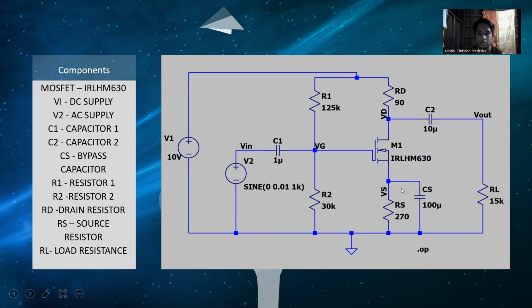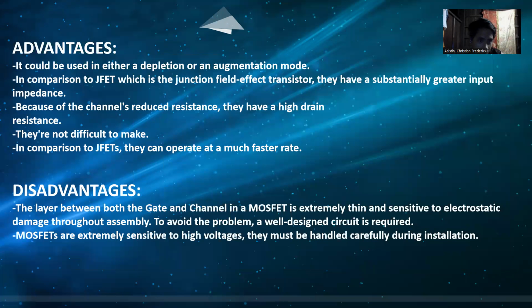Moving on. What are the advantages? First, it could be used in either a depletion or an augmentation mode. Second, in comparison to JFET, which is a junction field effect transistor, they have a substantially greater input impedance. Third, because of the channel's reduced resistance, they have a high drain resistance. Fourth, they're not difficult to make. And last, in comparison to JFETs, they can operate at a much faster rate.